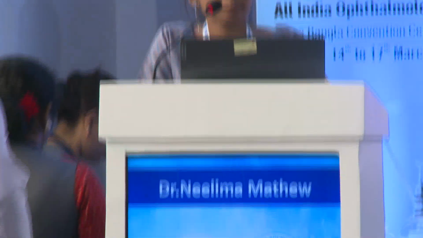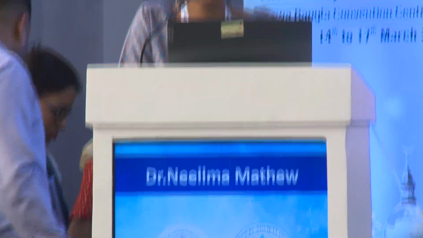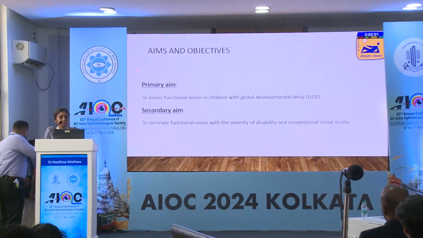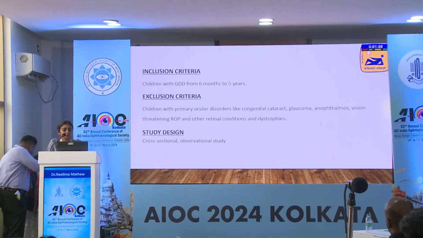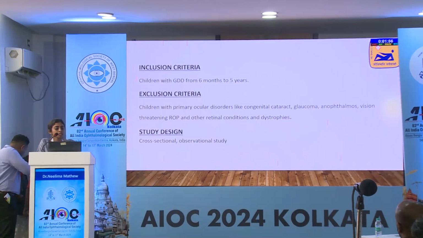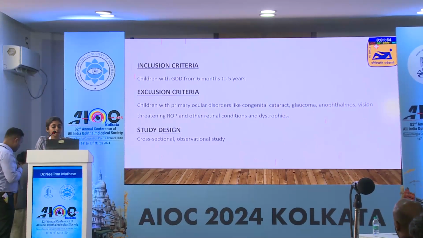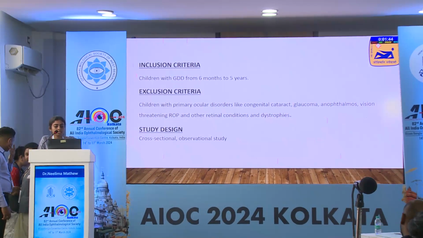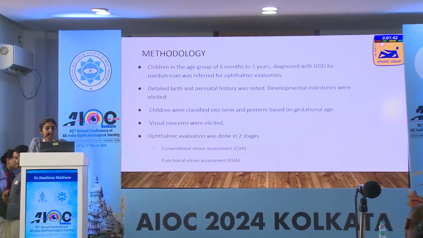Coming to the aim, the primary aim is to assess functional vision in children with global developmental delay, and the secondary aim was to correlate functional vision with the severity of disability and also with the conventional visual acuity. Inclusion criteria: GDD children from 6 months to 5 years were included. Exclusion: any primary ocular disorders like congenital cataract, glaucoma, vision threatening ROP, and retinal conditions were all excluded. Study design: cross-sectional observational study.